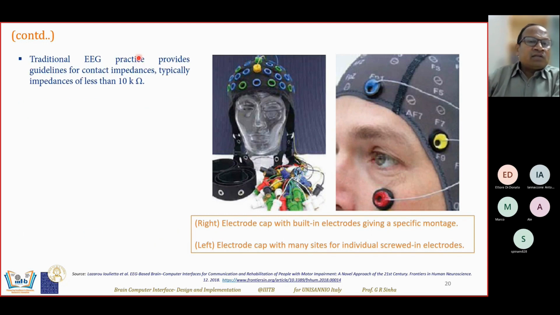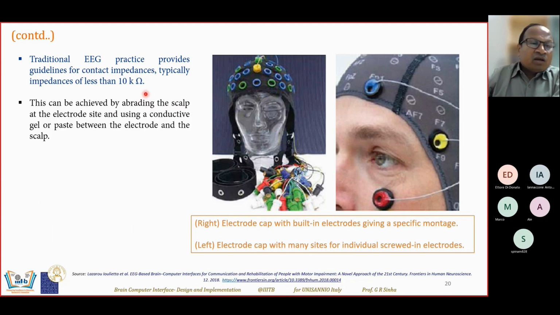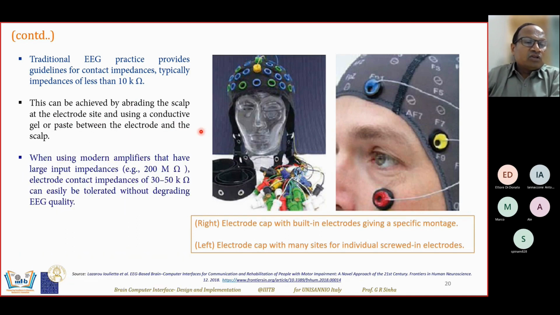Conventional EEG provides guidelines for contact impedances, because impedance is also very important. It is generally less than 10 kilo ohm. This can be achieved by abrading the scalp at the electrode and using a conductive gel or paste between the electrode and the scalp. When we use modern amplifiers, they have large input impedances.